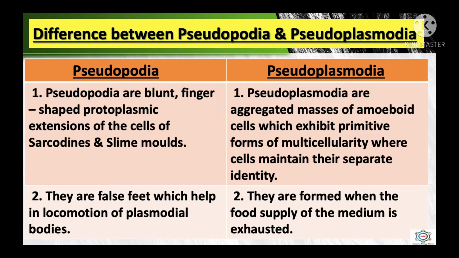Pseudopodia are blunt, finger-shaped protoplasmic extensions of the cells of sarcodines and slime molds. Pseudoplasmodia are aggregated masses of amoeboid cells which exhibit primitive forms of multicellularity, where cells maintain their separate identity. Pseudopodia are false feet which help in locomotion of plasmodial bodies, while pseudoplasmodia are formed when the food supply of the medium is exhausted.